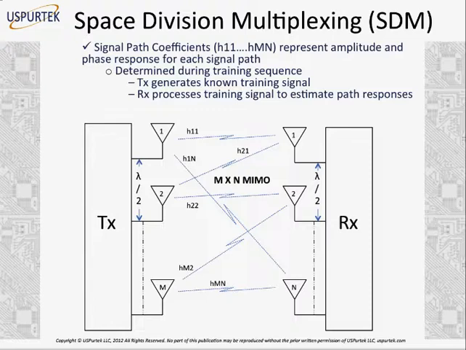So let's find out a little more about how this SDM works. In SDM, we have signal path coefficients, which are shown like H11, H22, H12, and so on. It's a matrix representation up to HMN. These coefficients represent the amplitude and phase response for each signal path. So each signal path will have a specific signal path coefficient defined.